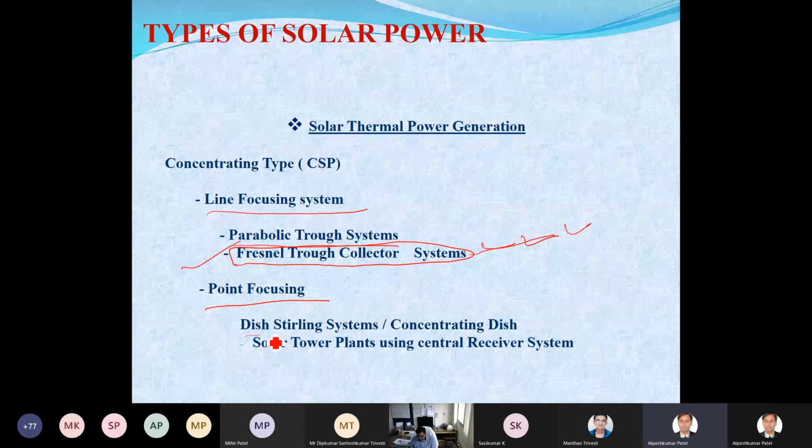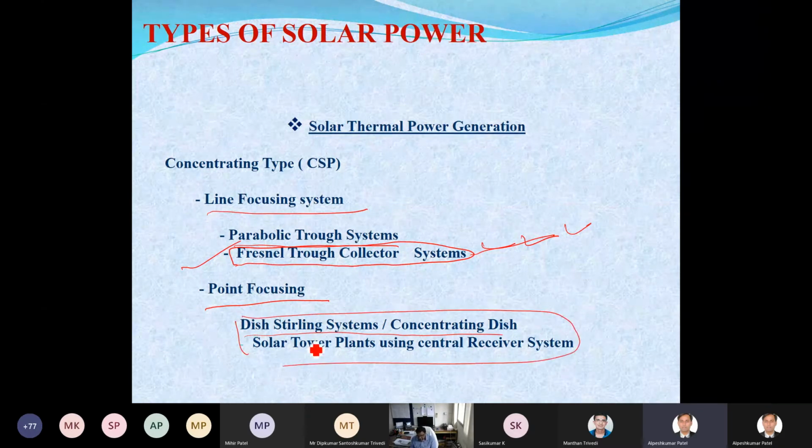So for point focusing, the dish, that's there globally or in other countries, their standard products are there. But people here in India, we are still working on this, but just for other applications, just for cooking purposes, steam generation in the kitchen, but not power generation. So that we may think about.